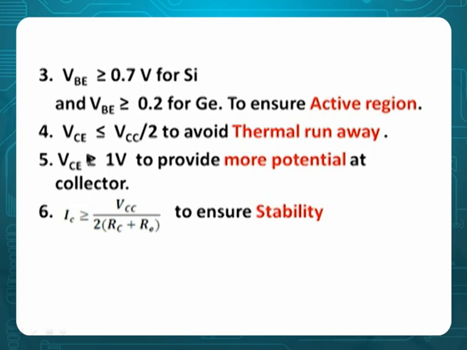And after all that, we have a small thing to say. VC should be greater than 1 volt for silicon and 0.5 volts for germanium. Why? To make the collector potential a little larger. If the collector potential is more, it can easily collect the carriers from the emitter.